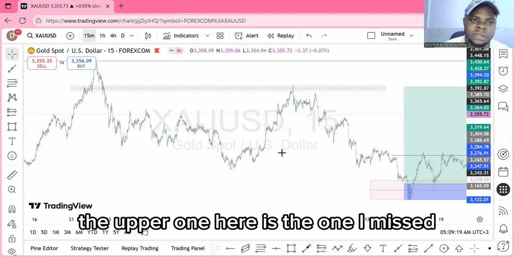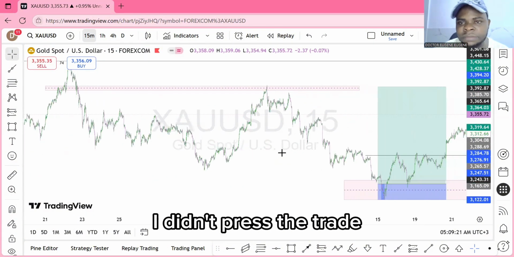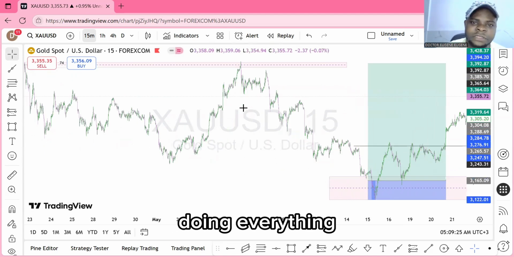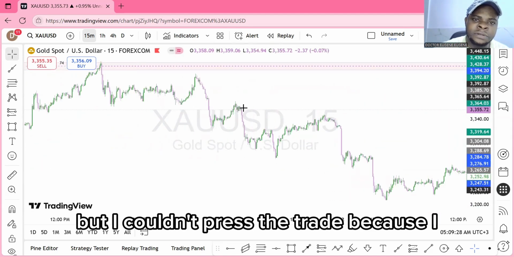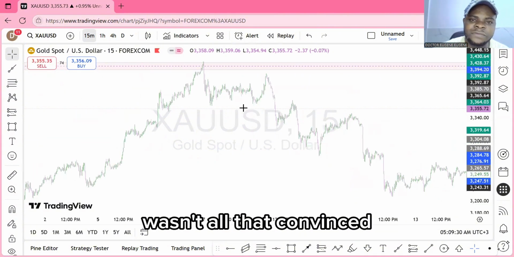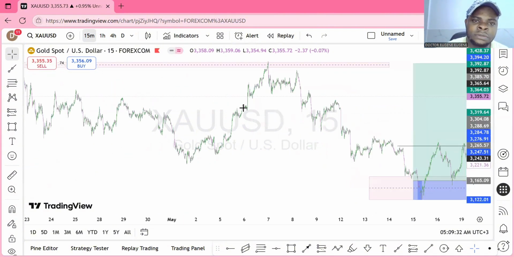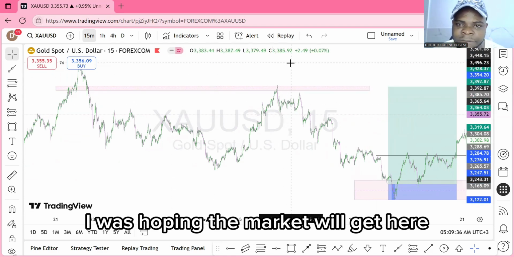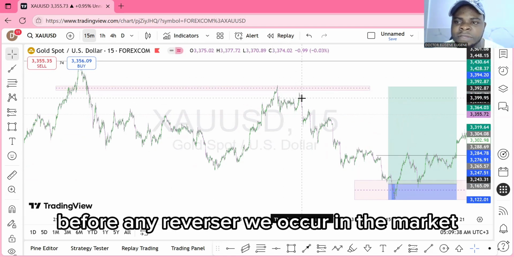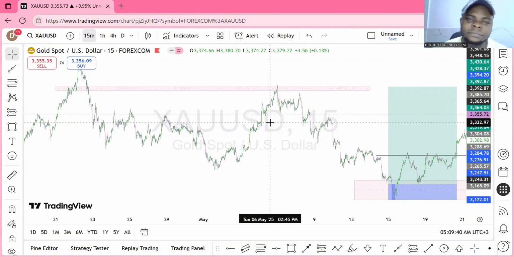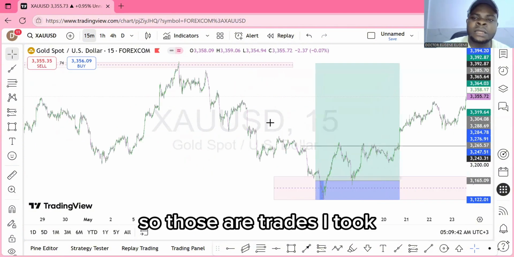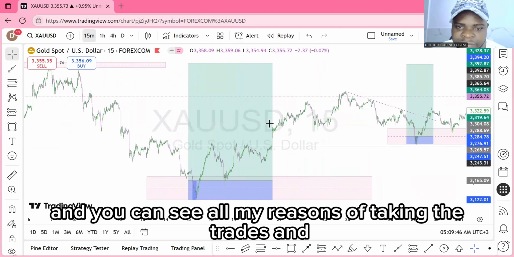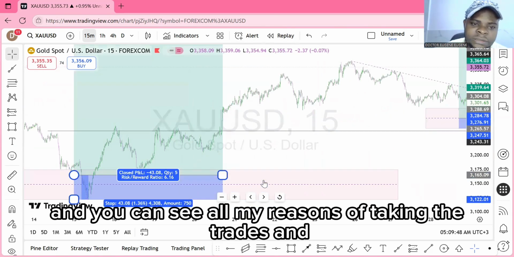The upper one here is the one I missed. I didn't place the trade. I was watching the trade forming, doing everything, but I couldn't place the trade because I wasn't all that convinced. I was hoping the market would get here before any reversal would occur. So those are trades I took, and you can see all my reasons for taking the trades.